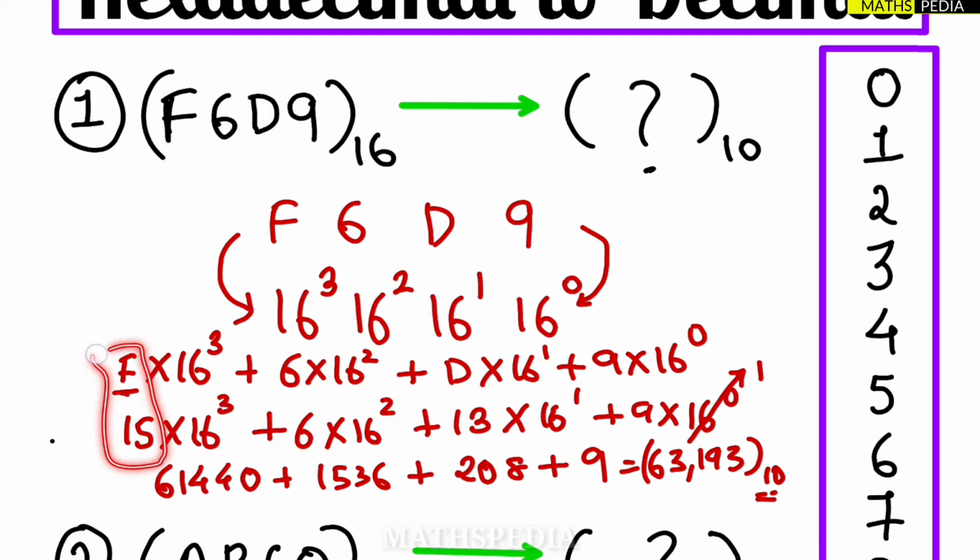So F I have converted into 15. Then D also was there. So D I have to convert it to what? 13. So D is nothing but 13. Rest all numbers will remain same, because already it is in numbers itself. That means it is 6 and 9.